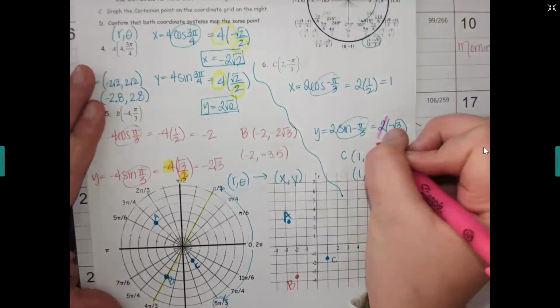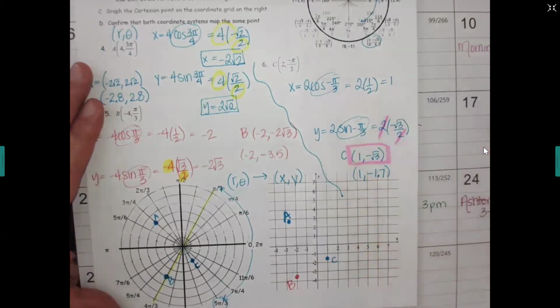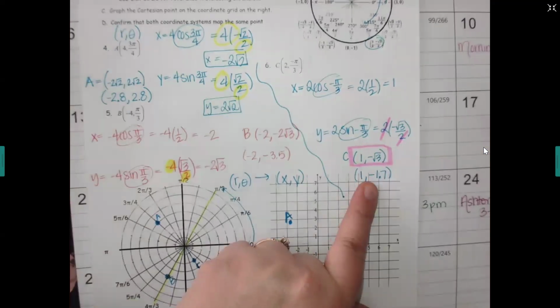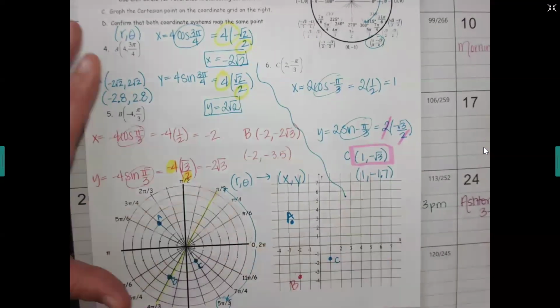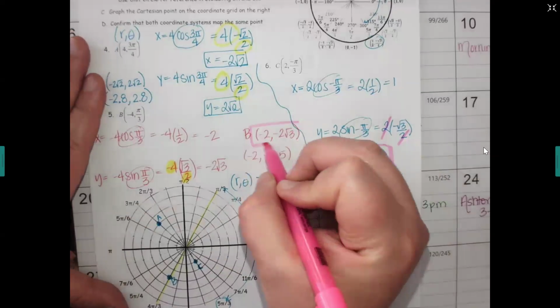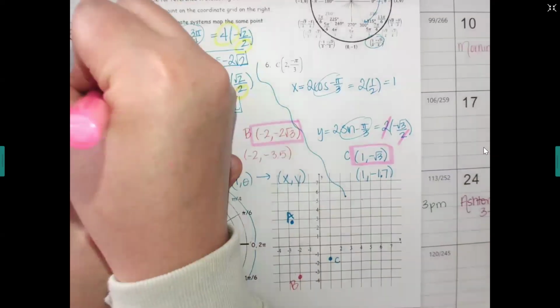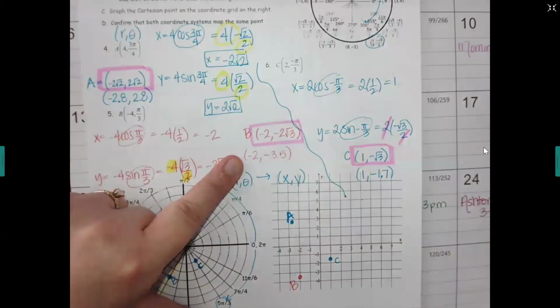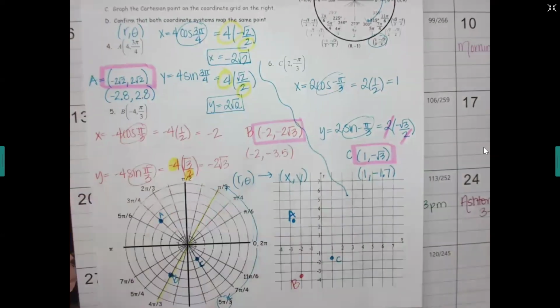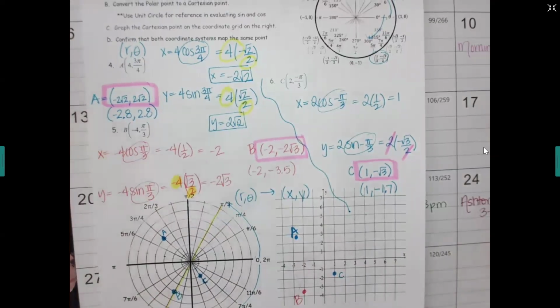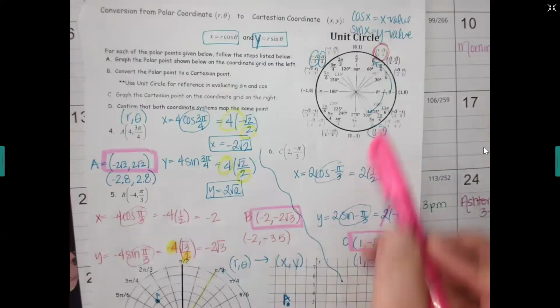So what I mean by that is like for C, your answer would be 1 comma negative root 3. You would not type this into Delta Math. For B, you would type in this as your answer. Okay, you would not type in the rounded version. And then for the first one, for A, you would have typed in this. Okay, but you have to use your unit circle on that. Hopefully you still have yours from that unit. Okay, if not, you have a little baby one right here.